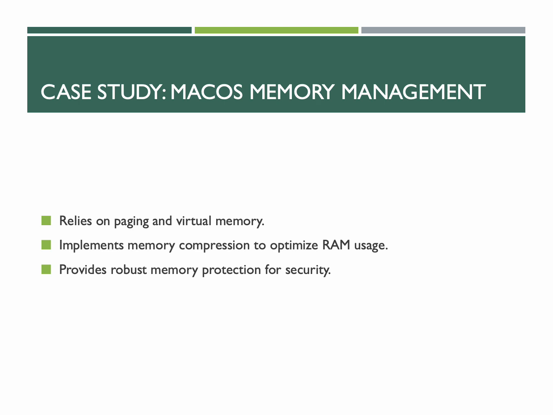Mac OS implements memory compression to optimize RAM usage. When physical memory is constrained, inactive pages are compressed instead of being swapped to disk. This reduces the memory footprint while maintaining quick access to data. And Mac OS provides memory protection mechanisms to ensure security. This prevents unauthorized processes from accessing or modifying memory regions, enhancing system stability and security.